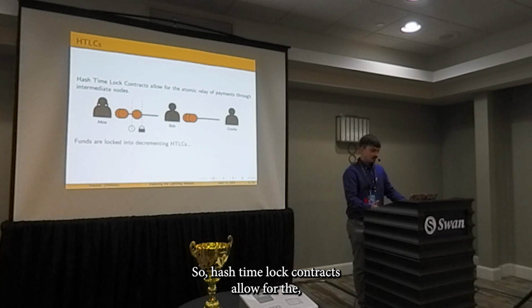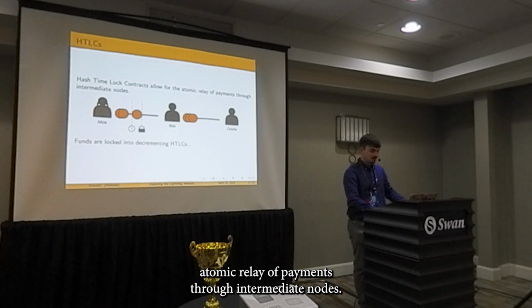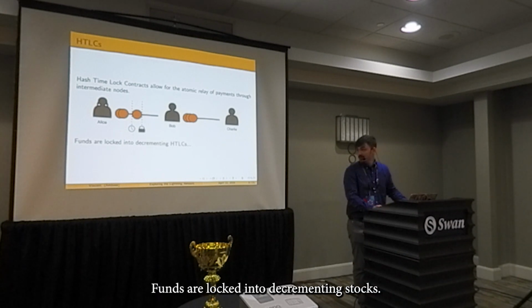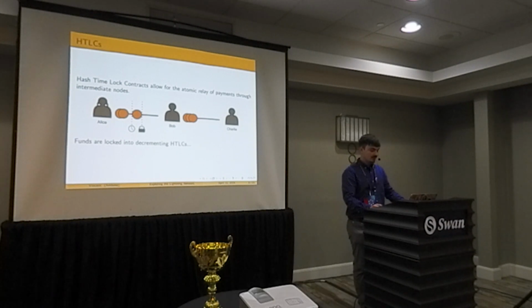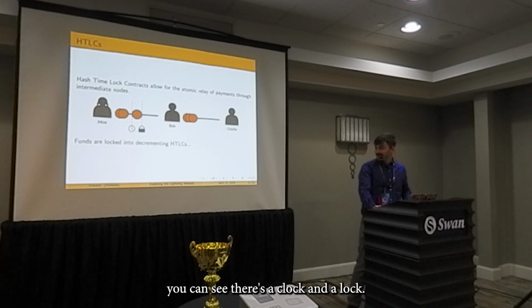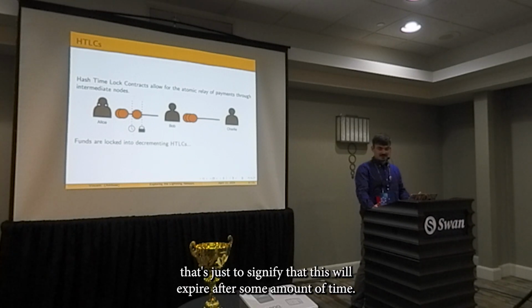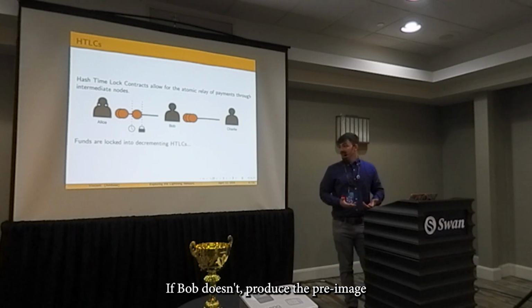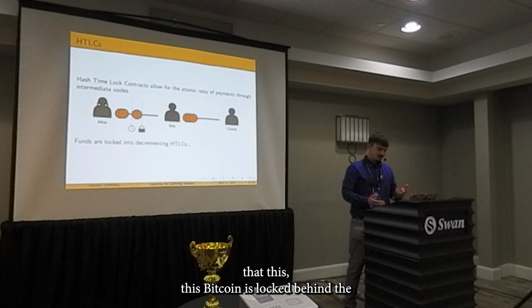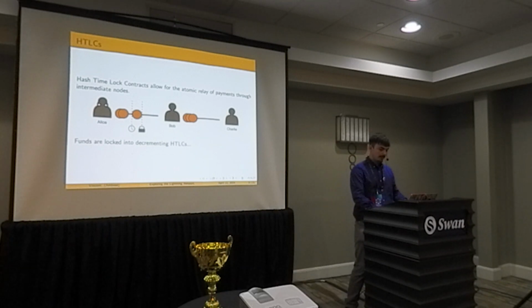So hash time lock contracts allow for the atomic relay of payments through intermediate nodes. Funds are locked into decrementing HTLCs. In this case, the first one is between Alice and Bob. You can see there's a clock and a lock. That's just to signify that this will expire after some amount of time if Bob doesn't produce the preimage to the hash that this Bitcoin is locked behind.